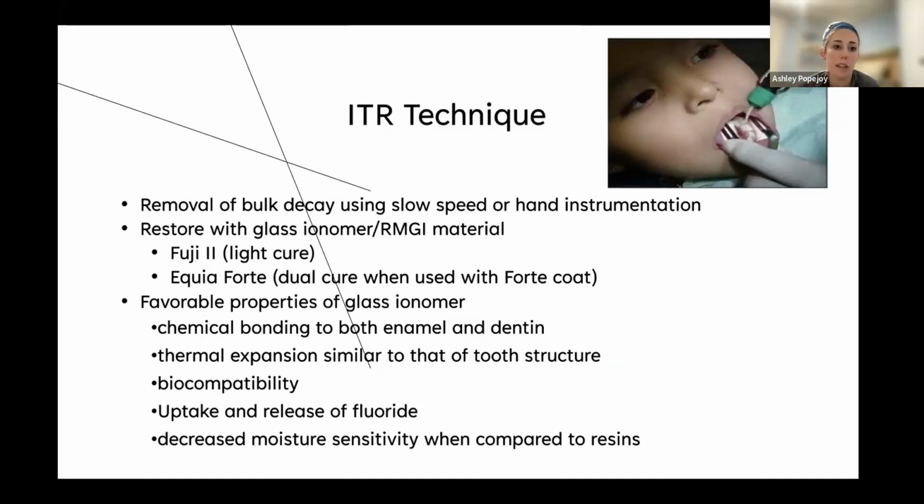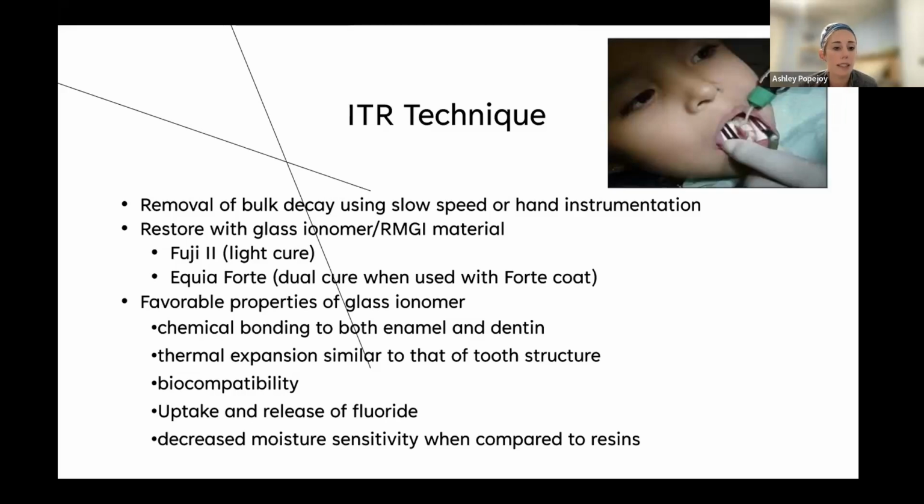This is what I'll use. In this process, you're going to remove the bulk decay using slow speed or hand instrumentation, and then restoring with a glass ionomer or RMGI material. I will usually either use Fuji 2 for my light cure or Equia Forte, which is dual cure when you use it with the Forte coat.